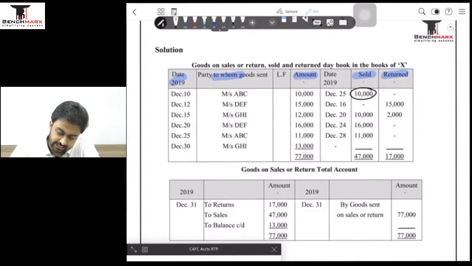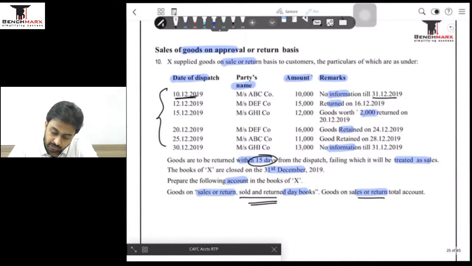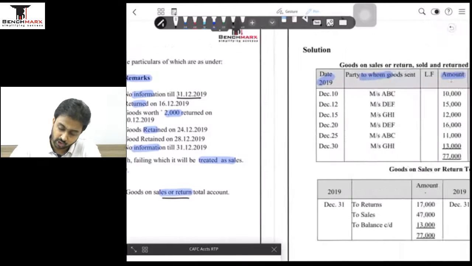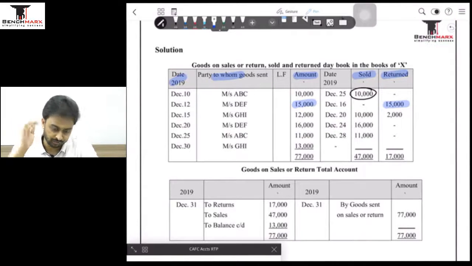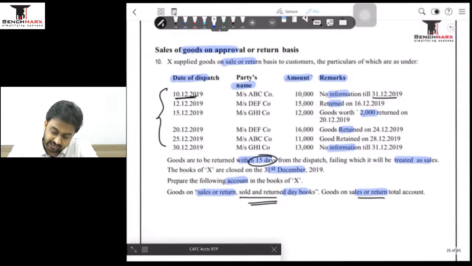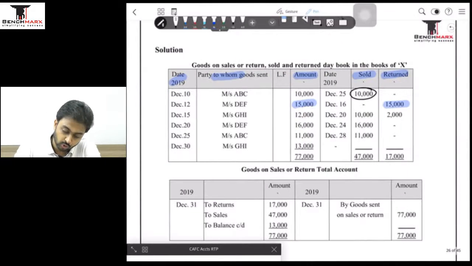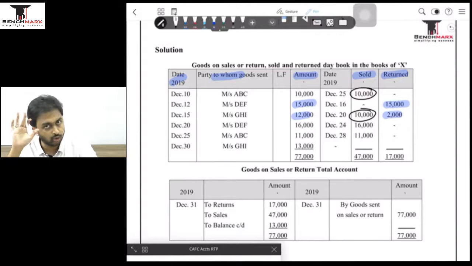Similarly, Messrs DEF ने क्या बोला है? Returned 15,000. So return पूरा कर दिया होगा. So 15,000 was the goods sent and 15,000 is returned in the returned column. ठीक है. Then we have Messrs GHI, 12,000 में से 2,000 have been returned on 20. ठीक है. So out of 12,000 goods which have been sent, I would say 2,000 is returned, which means the balance have been approved and those are my sales in the sales or sold column.